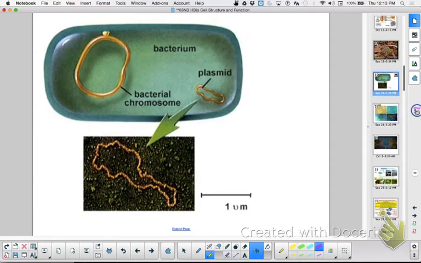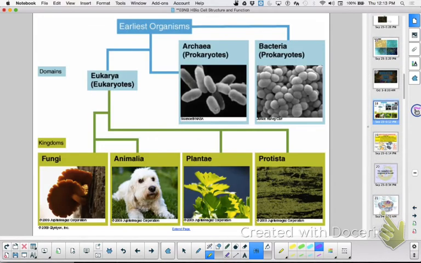Then the next thing we kind of talked about is prokaryotic cells versus eukaryotic cells. Eukaryotic cells are larger than prokaryotic cells. Prokaryotic cells are found in two domains, archaea and what else? Bacteria. Archaea and bacteria. And eukaryotic cells, we have these different kingdoms right here, and we've already learned about these.